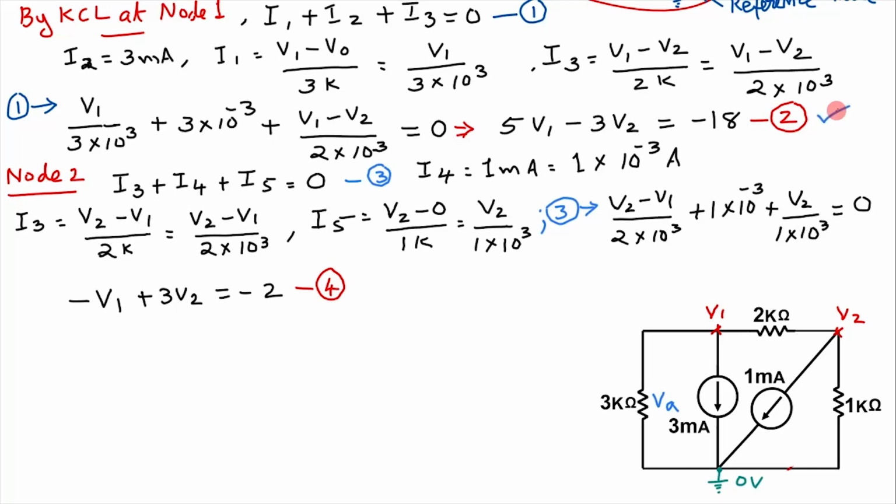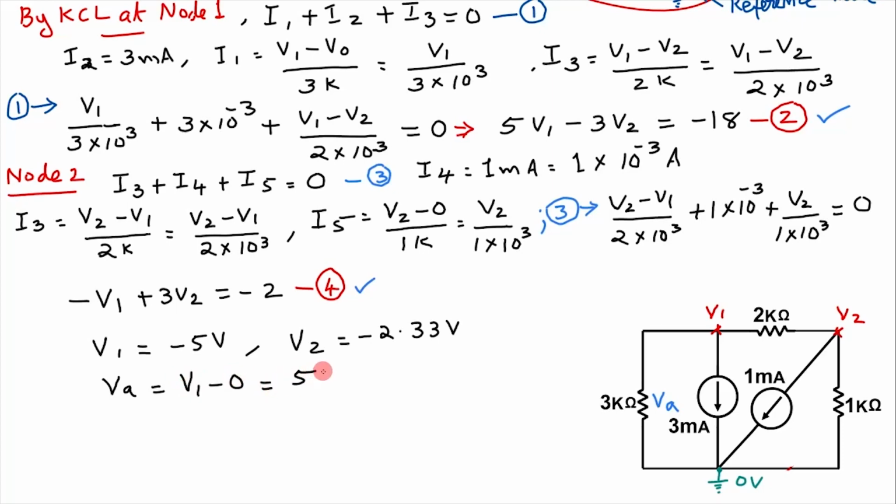Solving equations 2 and 4, we will get V1 is equal to minus 5 volt, V2 is equal to minus 2.33 volt. We are asked to find the voltage VA, which is across that 3 kilo ohm resistance. VA is equal to the voltage difference between this node and reference node, V1 minus 0, that is equal to 5 volt.